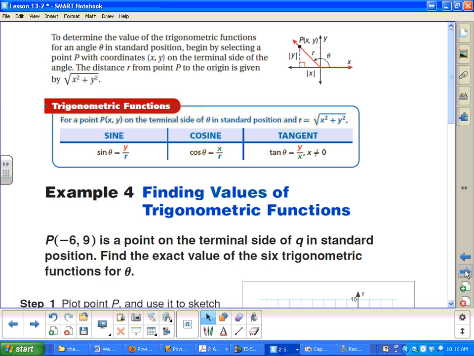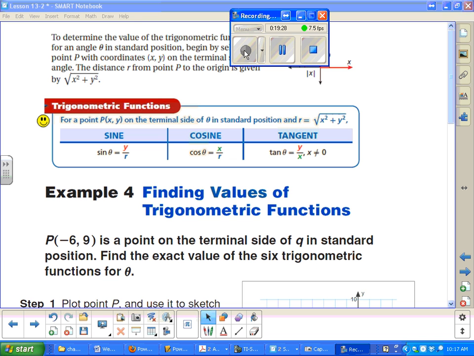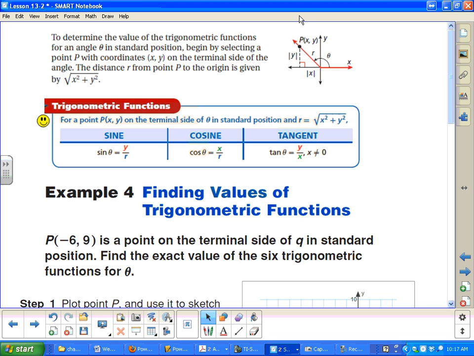So now there's two ways to look at this. One way is by graphing it and figuring it out, or you can just use the information they give you from the formulas. So here we have our trig functions as they relate to a point. So if I have the point x, y on the terminal side of theta in standard position, r, first of all, we have to find the hypotenuse.